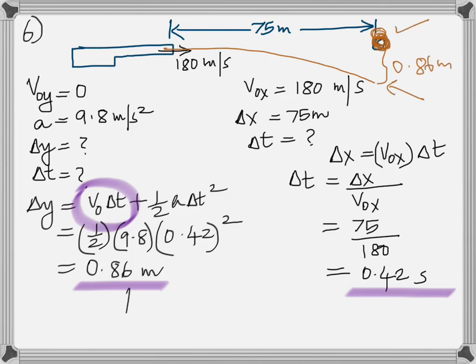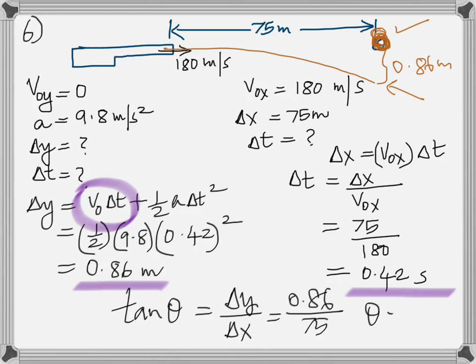The second part of the question is by what angle should he adjust the rifle, obviously upwards, so as to hit the target, and that's simply delta y by delta x, that's tan theta, which gives in calculation 0.66 degrees.